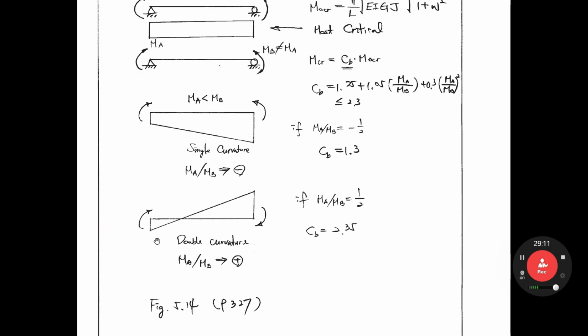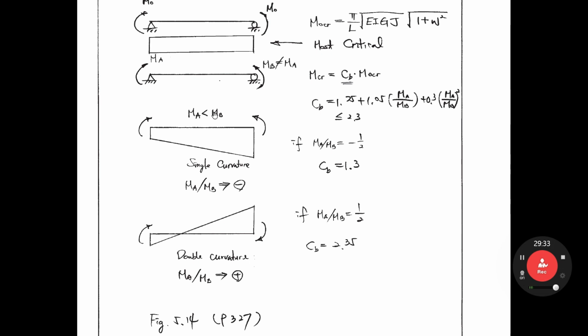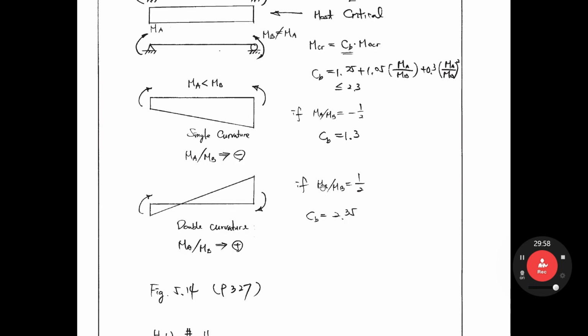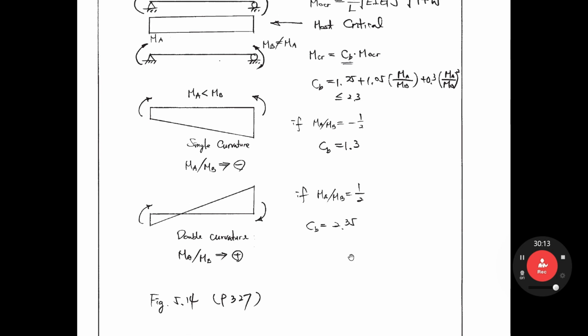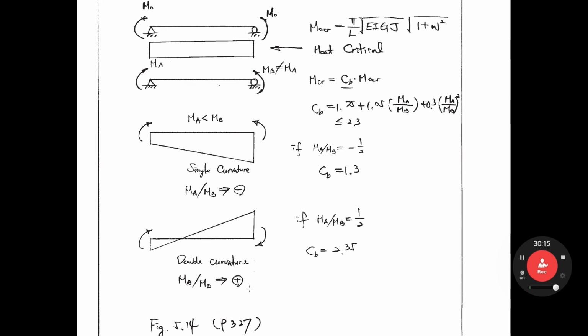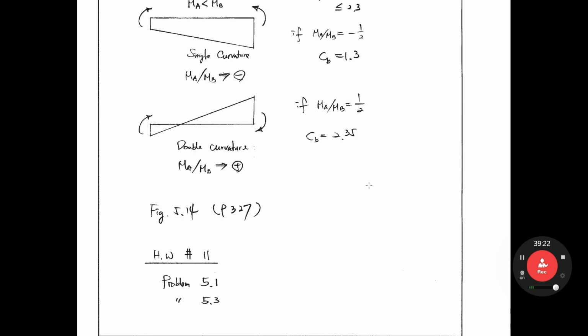How about the double curvature case? MA over MB is positive for double curvature. Double curvature means it will deform down, up, like that. If the ratio MA over MB is equal to 1/2, then Cb equals 2.35. It must be less than 2.3. So the critical moment in this case is 0.3 times bigger than in the equal moment case. Let's see in the next week.